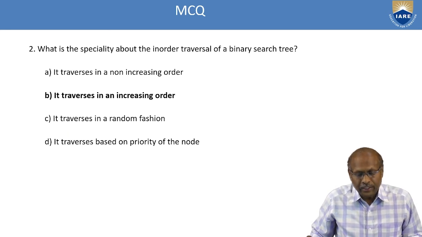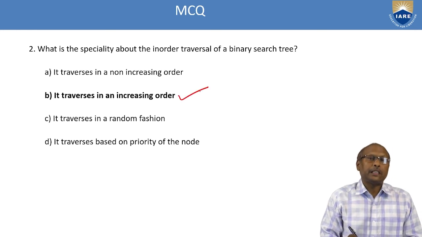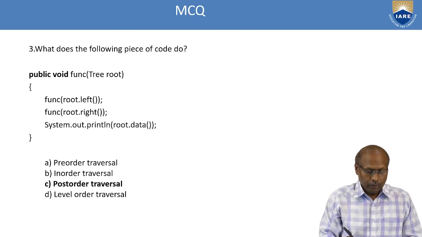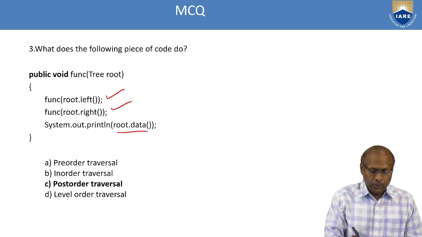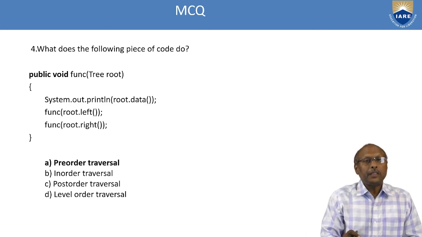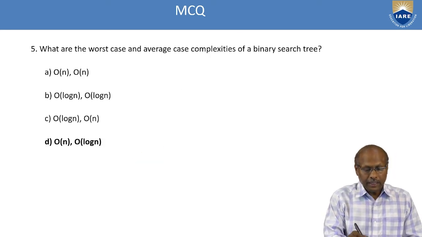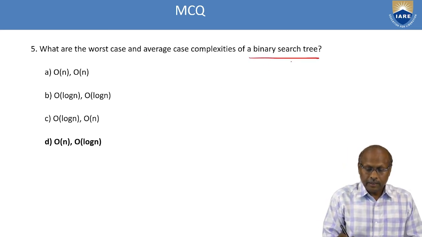What is the specialty of the inorder traversal of a binary search tree? It traverses in increasing order. That is the first specialty. Next, which of the following is the piece of code? What exactly is this code doing? Root of left, root of right, and print root. So root is printed last. When the root is printed last, that is postorder traversal. Next, what does the following piece of code do? Now the root is printed first, then the left subtree, then the right subtree. That is preorder traversal. Next, what is the worst case and the average case of a binary search tree, whenever you want to search?